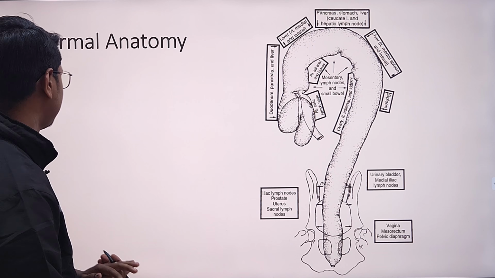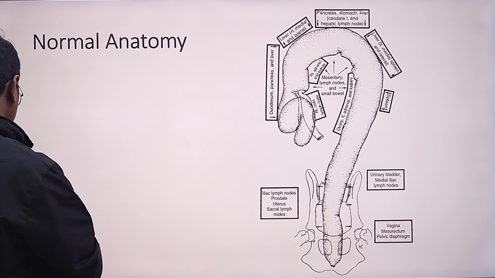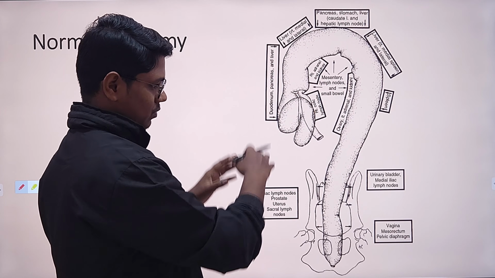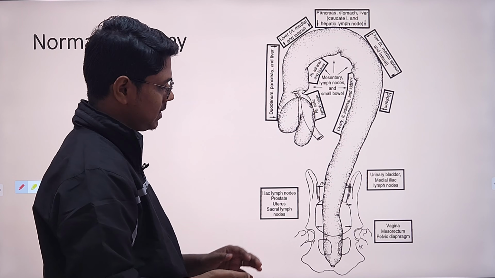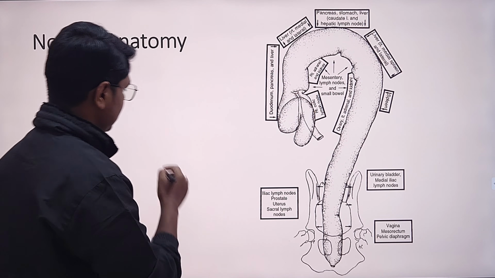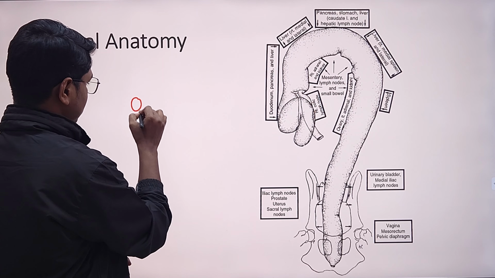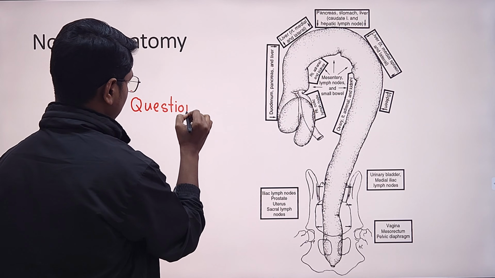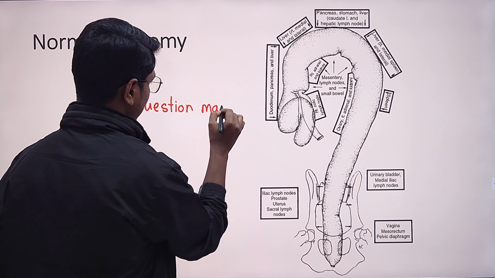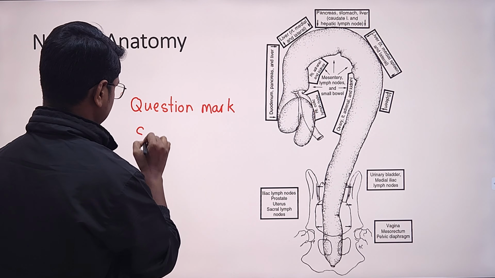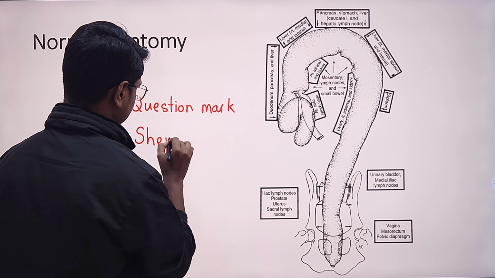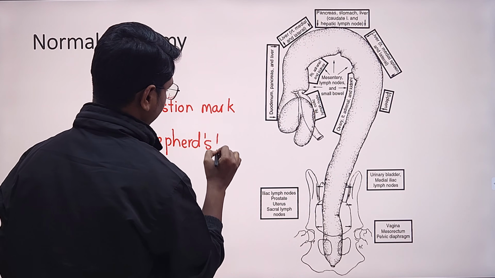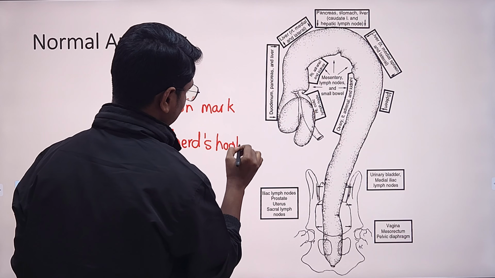First, some normal anatomy. Normal anatomy is always important. First of all, know this shape of the large intestine, which is like a question mark. The shape of the large intestine is like a question mark, or there is a term, Shepherd's hook. This is the shape of the large intestine in small animals.